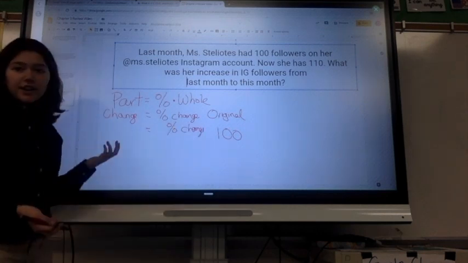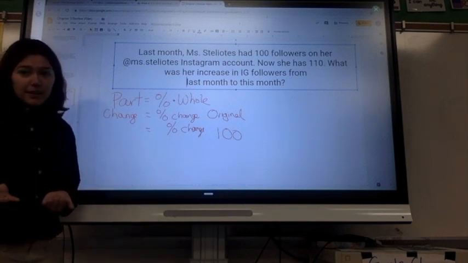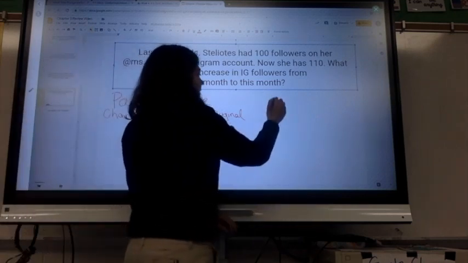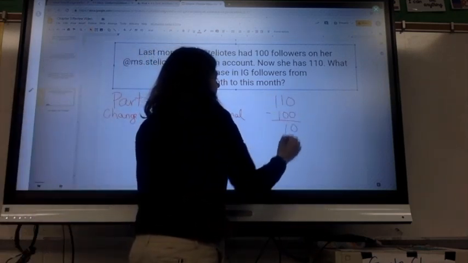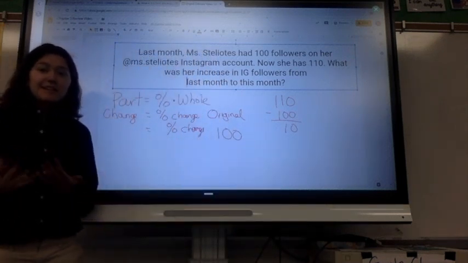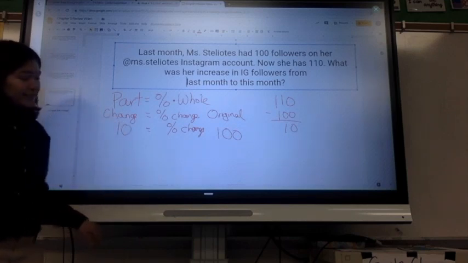So then to find the change, that's the amount of the change. I started with 100, I ended up at 110. So that's a change of 10. We can subtract if we need to. 110 minus 100 is 10. Or you start at 100, you count up, you get to 110. There's a difference of 10. So my change or my difference there is 10.